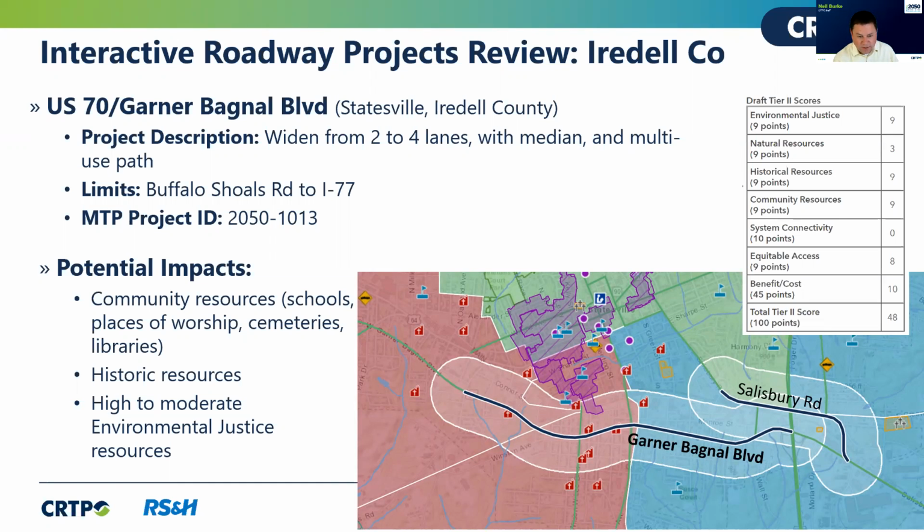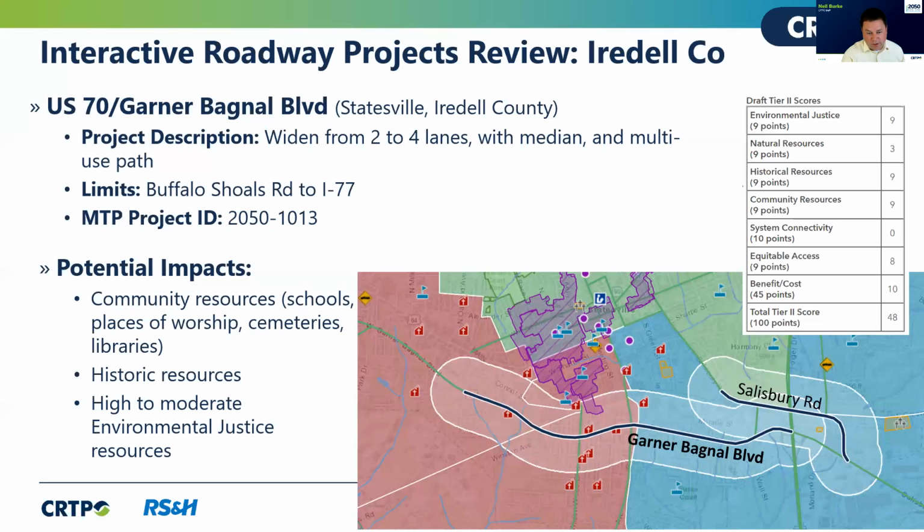I do see a question in the chat box from Brett Baranak of the Carolina Thread Trail. He asks, does equitable access criteria take into account enhanced mode choice? And indirectly it does, not necessarily directly related to the criteria that we're using, but we're operating under the assumption that these roadway widening projects benefit more than just the traveling public in single occupancy vehicles.